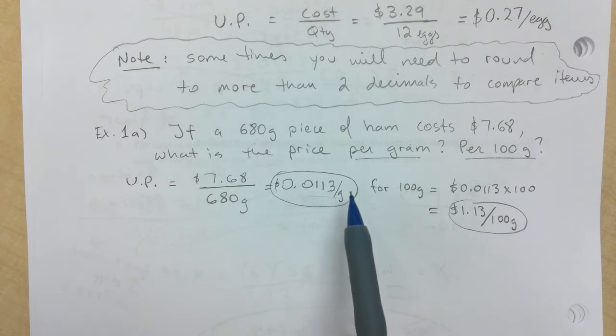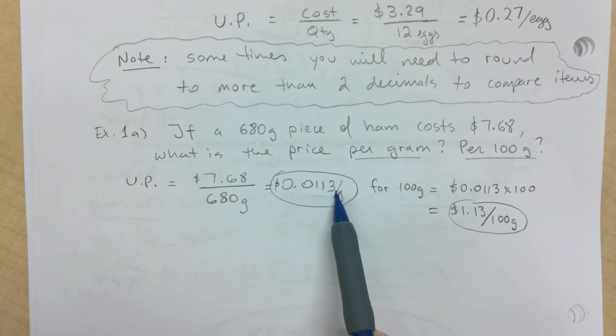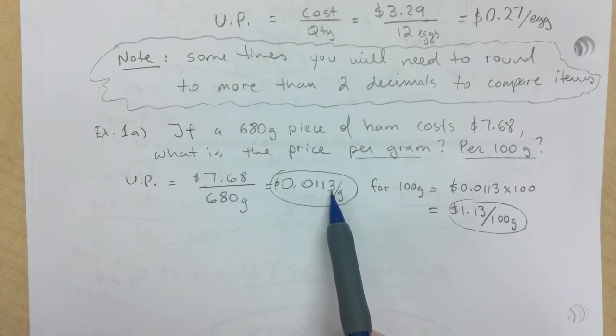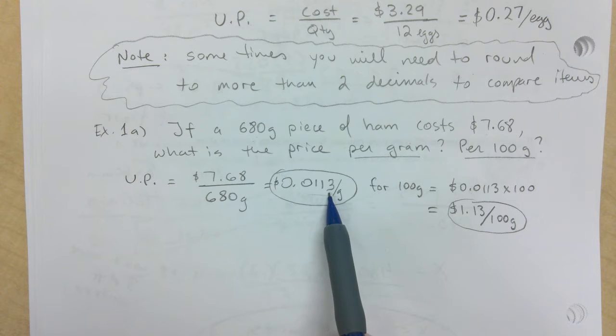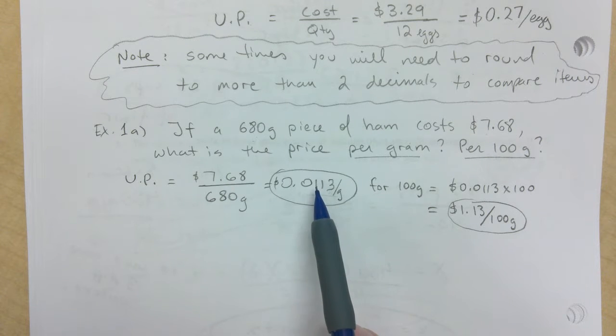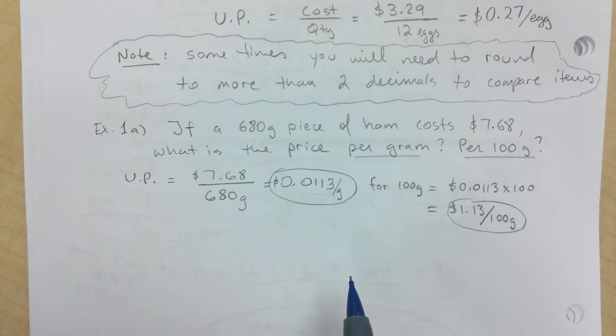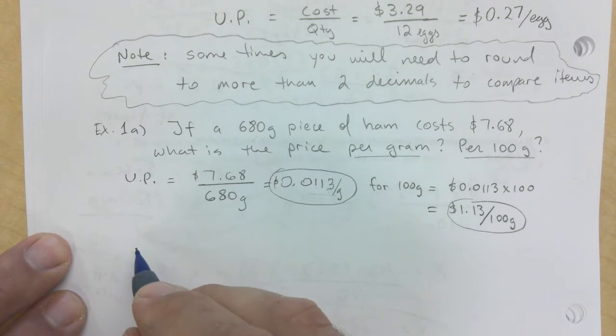Listen to this. Let's say you always want to do 4 decimals. As long as you round correctly, you will not lose any marks. Okay, but it's 2 or more. That's always the rule. Okay, let's do example 1B.